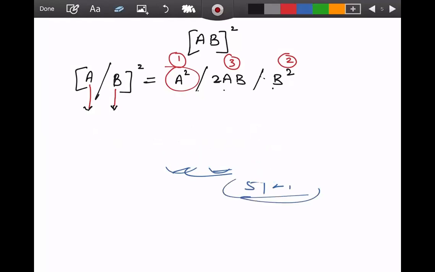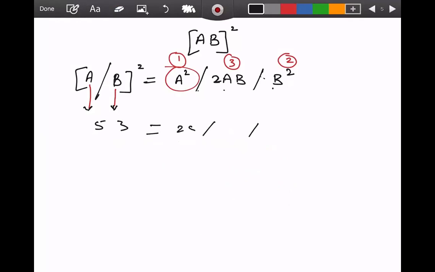Any other 2-digit number, please? 53. So 25, 30, and 9. So 9, 0, and 2, 2, 0. Is it possible to do it in 10-15 seconds? Some questions might take 20-25 seconds or 5 seconds.